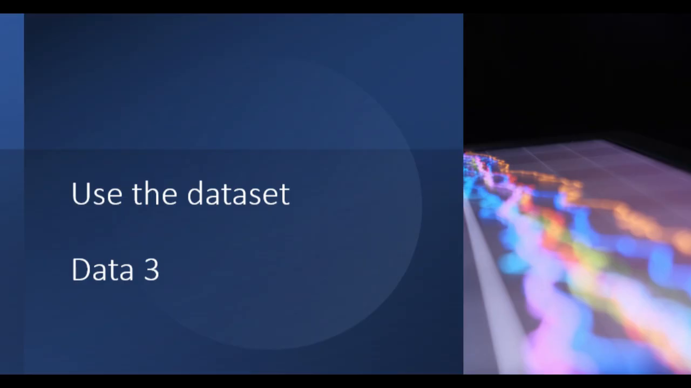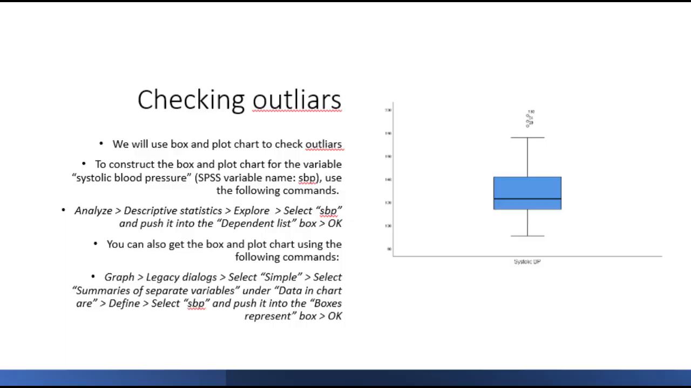Use the dataset Data 3. Checking outliers. We will use a box plot to check outliers. To construct the box plot for the variable systolic blood pressure, SPSS variable name SBP, use the following commands. Analyze, next, Descriptive Statistics, next, Explore, next select SBP and push it into the Dependent List box, next OK.